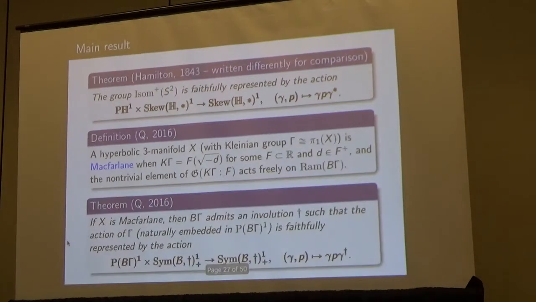All right, and then we get a theorem, and we see that if my manifold is Macfarlane, then I can find some involution. It's not the standard involution, it's this other involution, such that the action of the fundamental group is spatially represented like so. And as you can see, it looks pretty similar to Hamilton's theorem if you write it in this sort of strange way. Instead of skew symmetric elements, we're taking the symmetric elements.